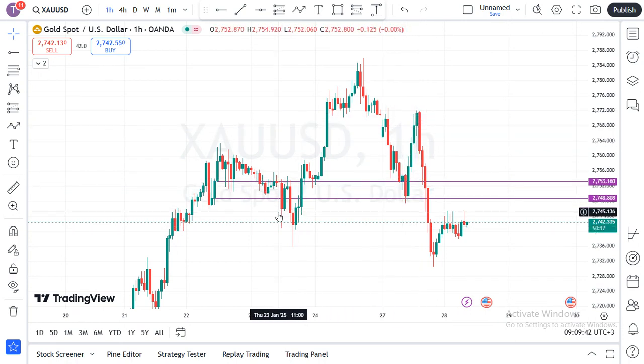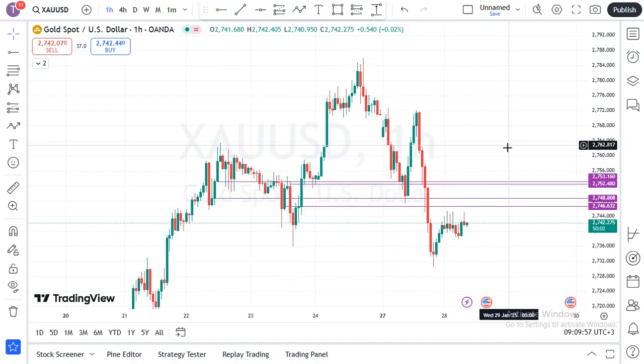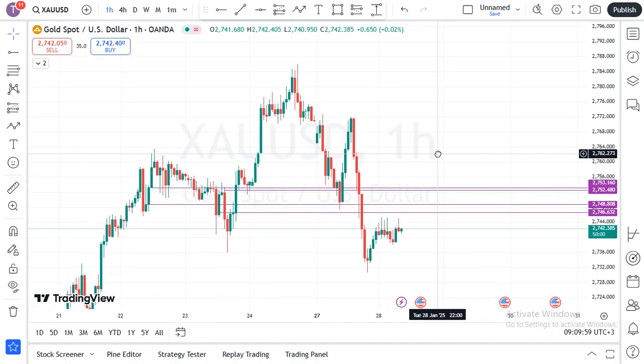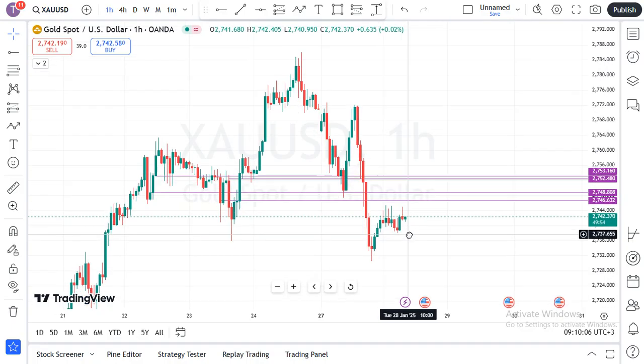And also, by the way, we're having another one here. Also, we're having another one here. Having another one there. So what are we seeing? As you can see, this market is going up there. It's going up here.